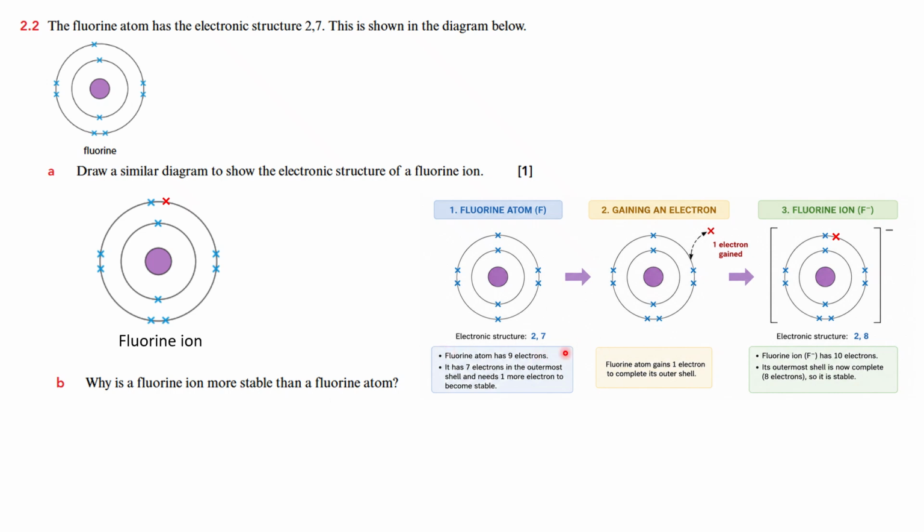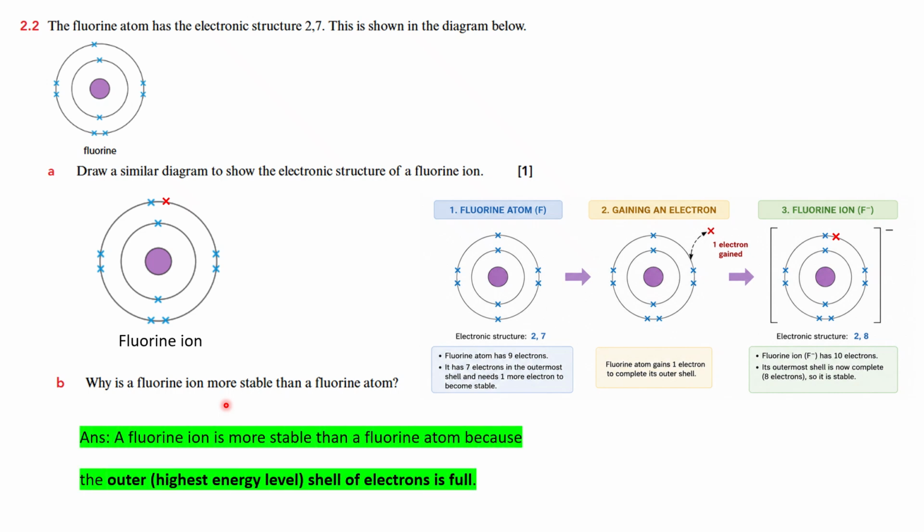Well, it is clearly visible in this image, because when it exists in the form of a fluorine atom, we can see that the outermost shell is not complete, and these elements undergo a reaction in order to complete their outermost shell, because it provides them stability. Hence when it acquires 1 electron, the outermost shell of this fluorine atom gets completed, and it becomes more stable than the fluorine atom. That's why the fluorine ion is more stable than the fluorine atom. So here is how you will write down the answer.